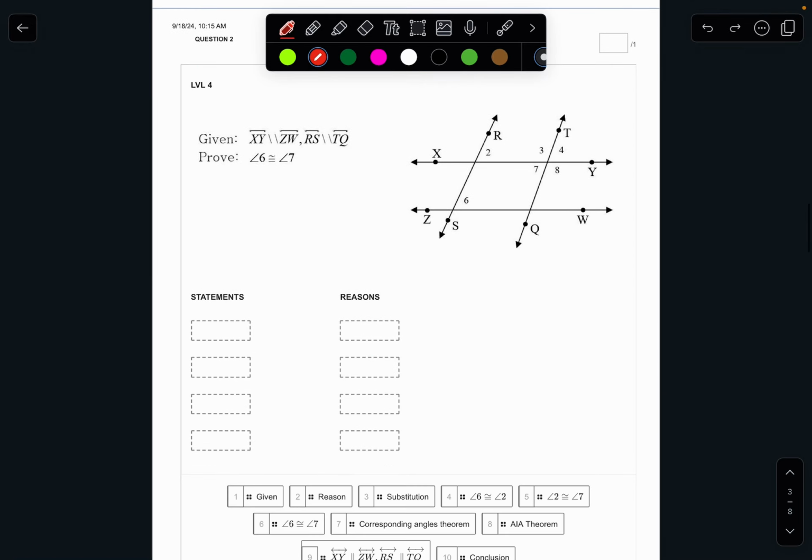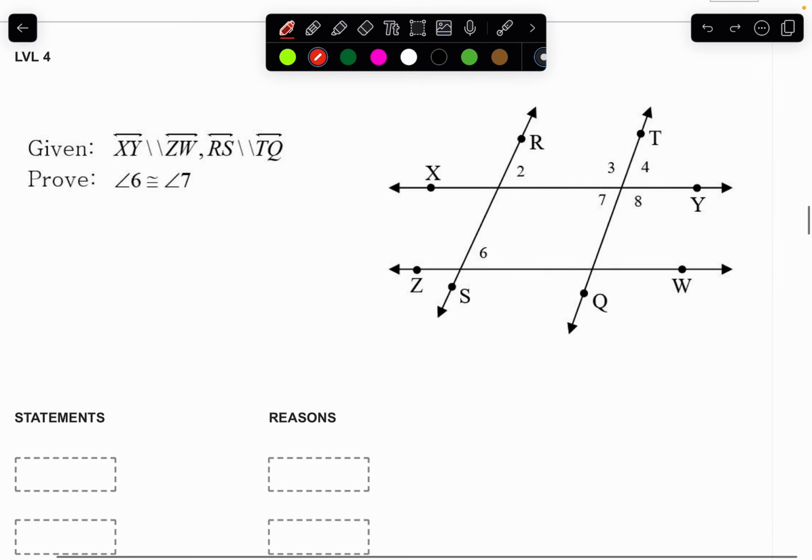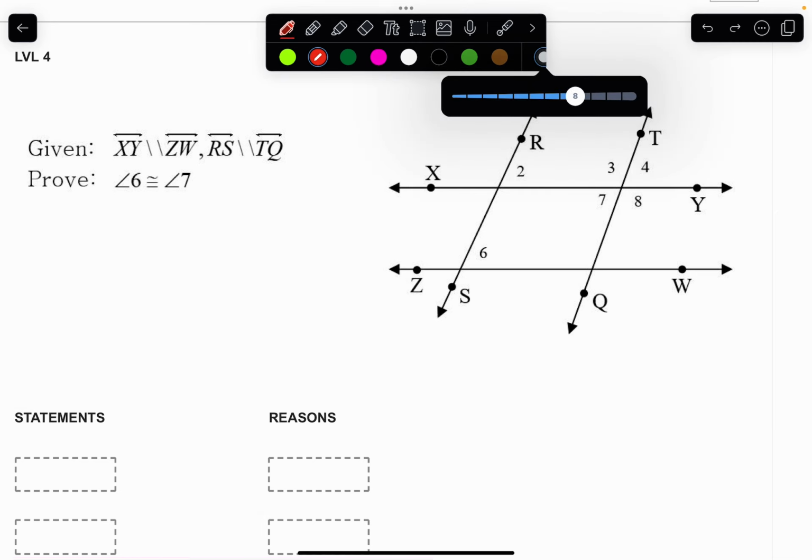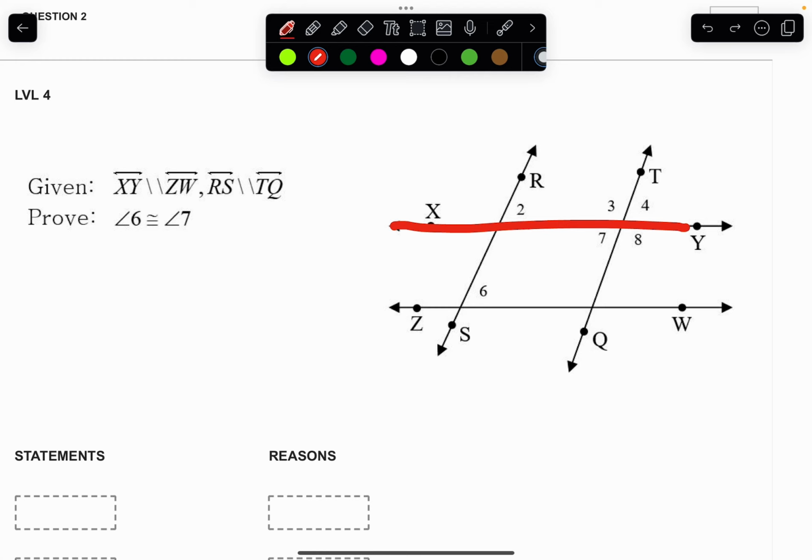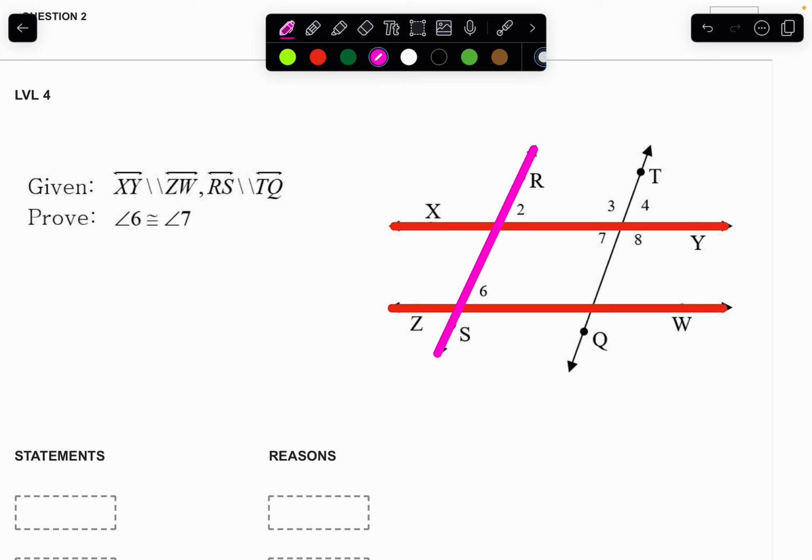Okay, next one. We got a lot of parallel lines. They don't always give us this many parallel lines, but we know that XY is parallel to ZW. So I'm going to go one color, red. RS is parallel to TQ. All right, so we got those parallel lines. Pink is parallel to pink.